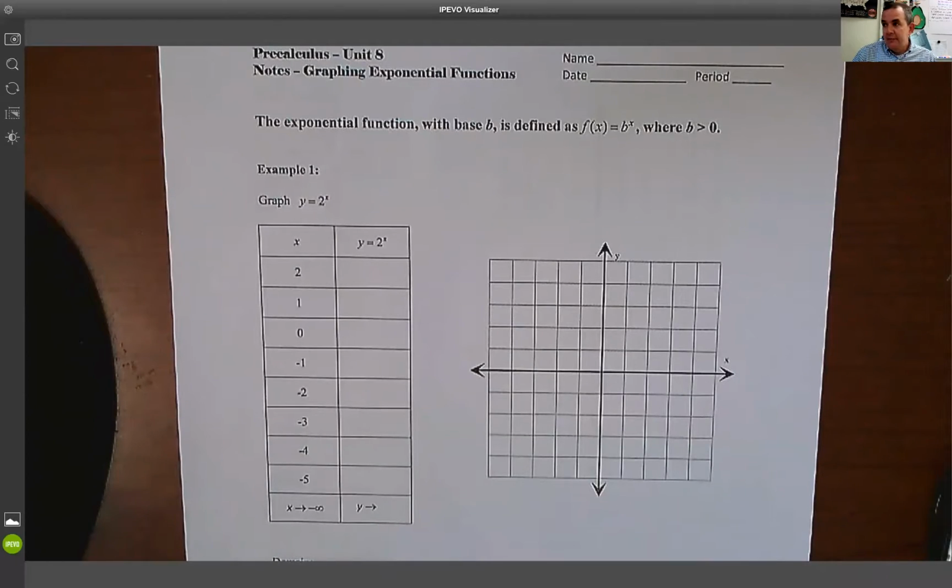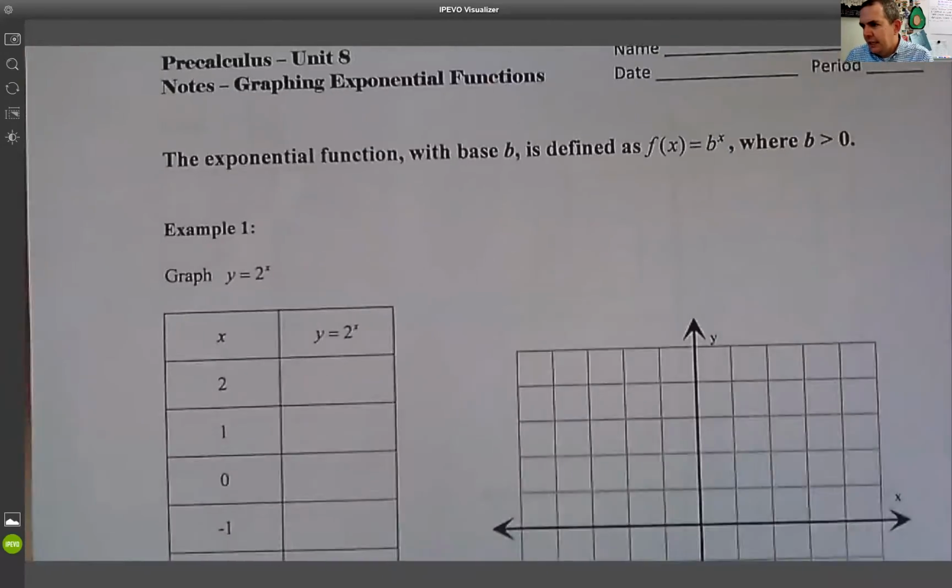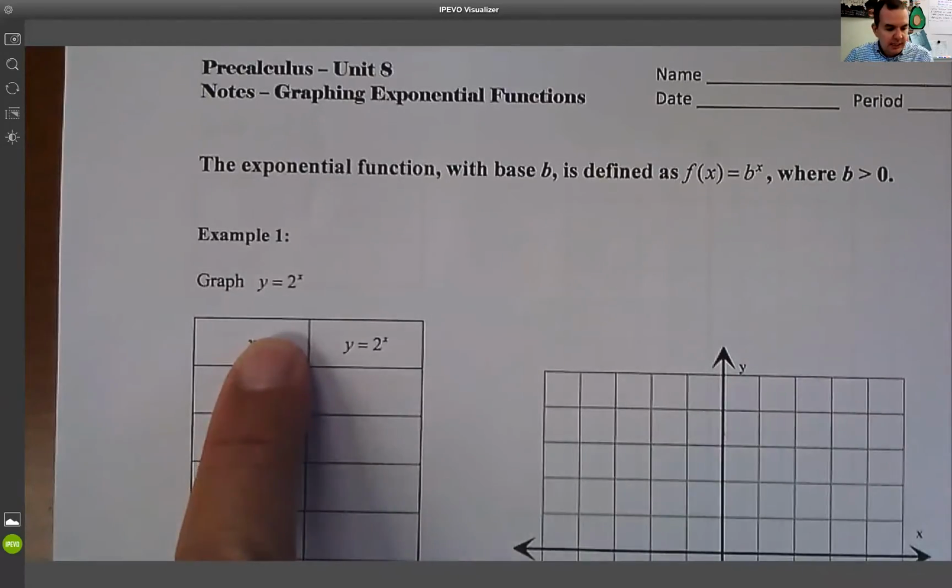Okay, so here's what we got today. Today we're going to talk about graphing exponential functions. So take a look at the example that we did in class. What we have here is an example of an exponential function. If we zoom in, it is y equals 2 to the x.